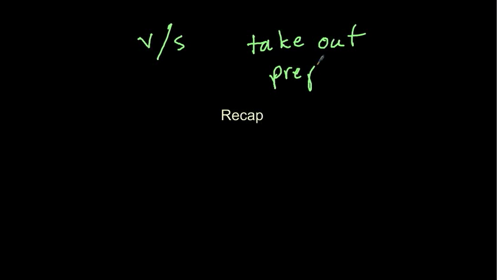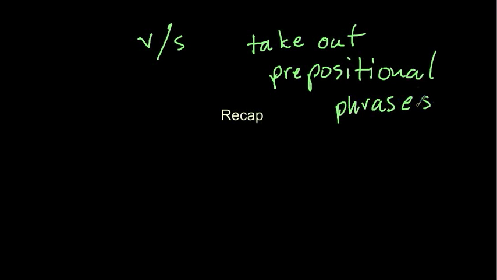Now, when you're dealing with action verbs, again, you're dealing with verbs. Verbs are going to be related to the subject. They're going to be connected to the subject. The verb and subject are always going to be together. And if you can take out prepositional phrases, then it will isolate the subject and the verb.